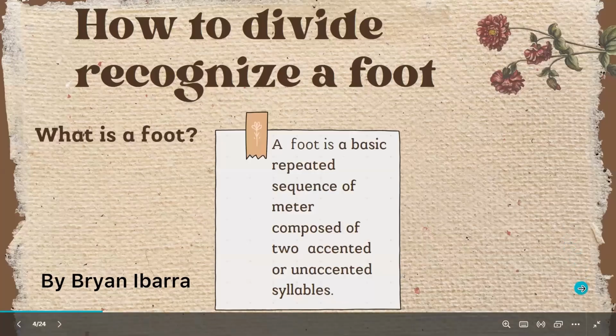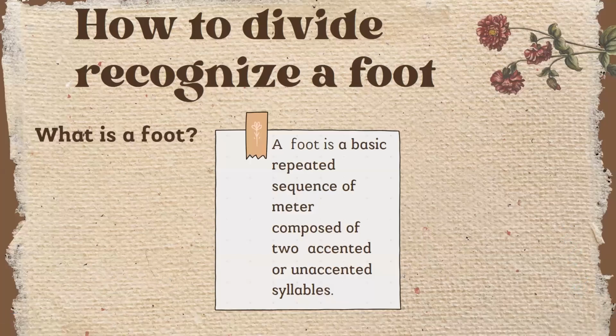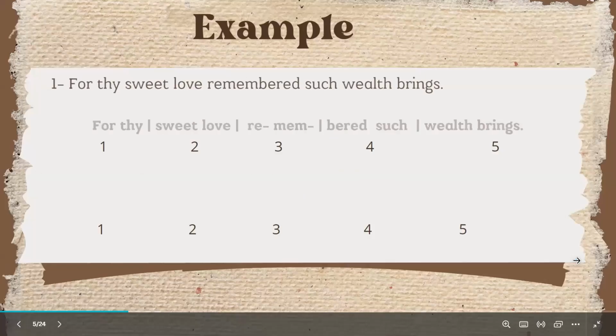Okay, today we're going to learn how to divide and recognize a foot. But before this, we need to know what a foot is. Well, basically, a foot is a basic repeated sequence of meter composed of two accented or unaccented syllables. In simple words, a foot is two syllables, with one weak pronunciation and one strong pronunciation, as we are going to see in the following example.